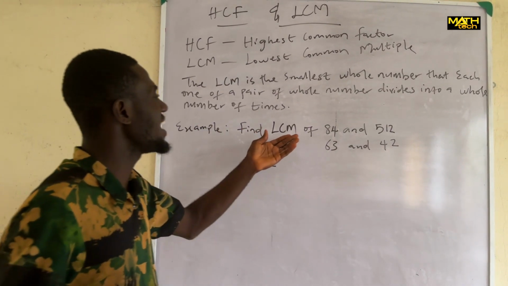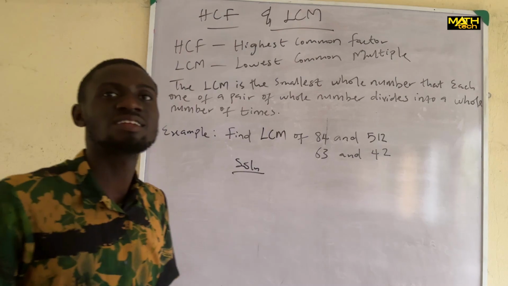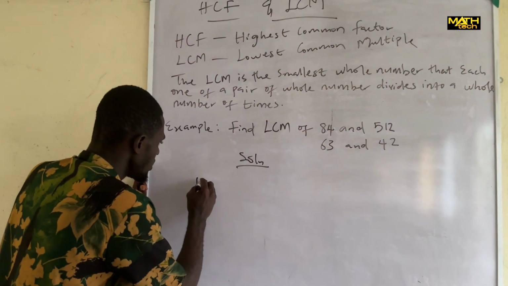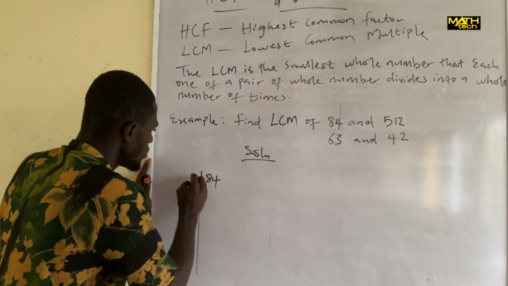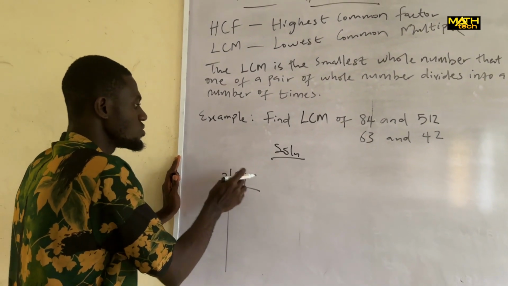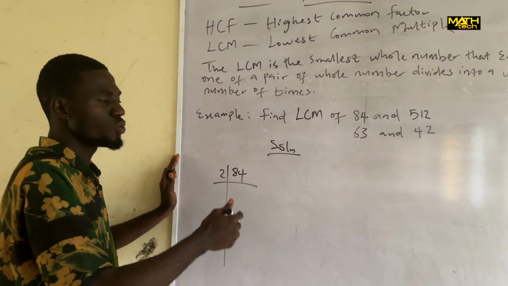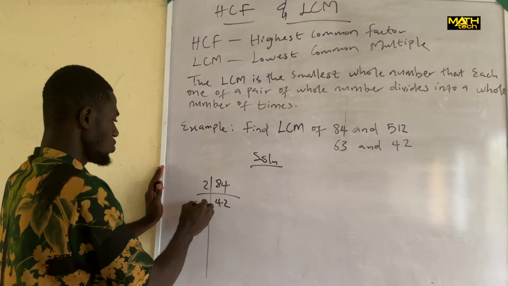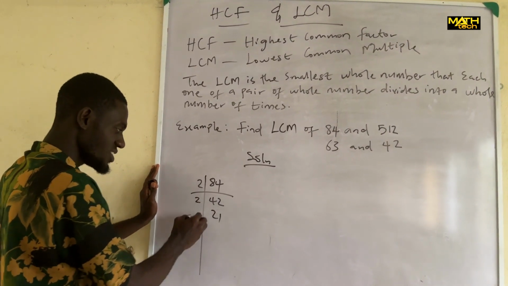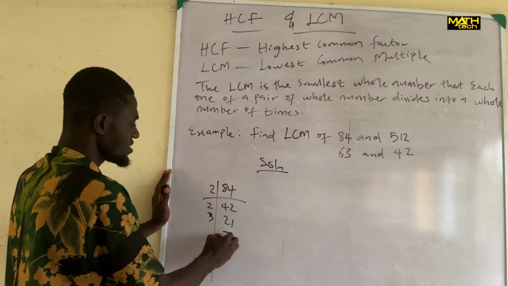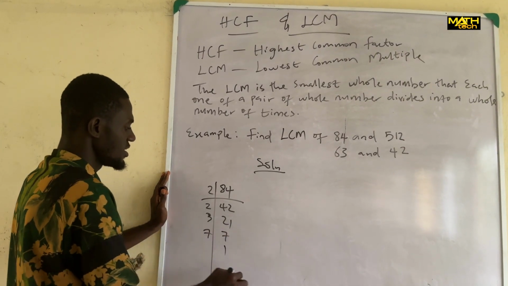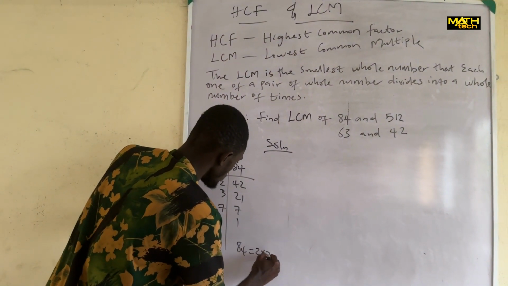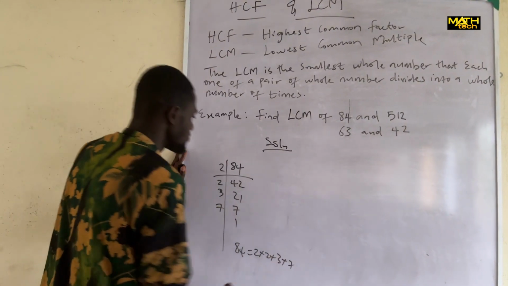Now we are asked to find the LCM of 84 and 512. Let's start with our prime factorization again. 84, we divide by 2. 84 divided by 2 will give us what? It's going to give us 42. Divided by 2 is going to give us 21. We did it earlier: 3, 7, 7, 1. So we know 84 is equal to 2 times 2 times 3 times 7.